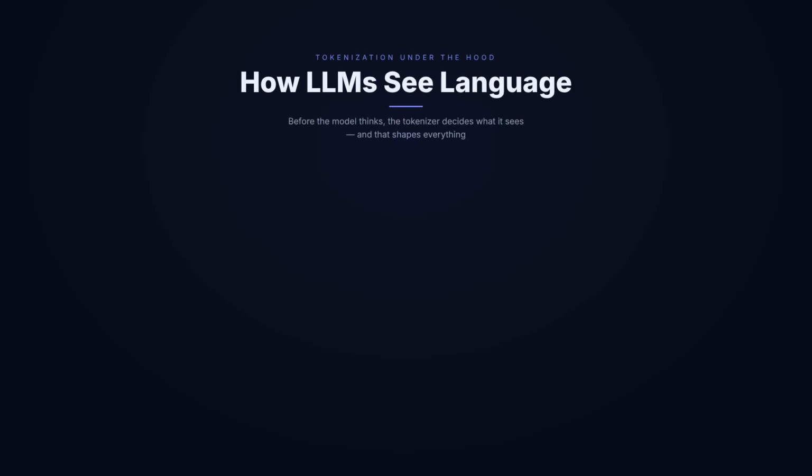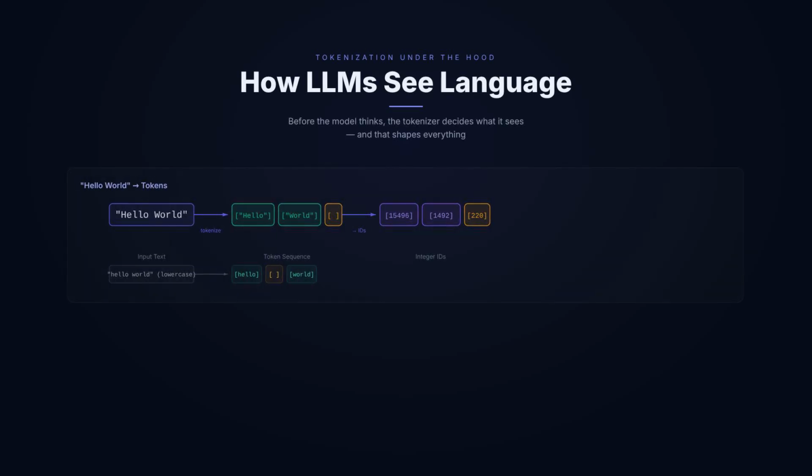GPT-4 can pass the bar exam. It can write poetry, debug complex code, and explain quantum mechanics. But ask it a simple question. How many R characters are in the word strawberry? And it often says 2. The right answer is 3.